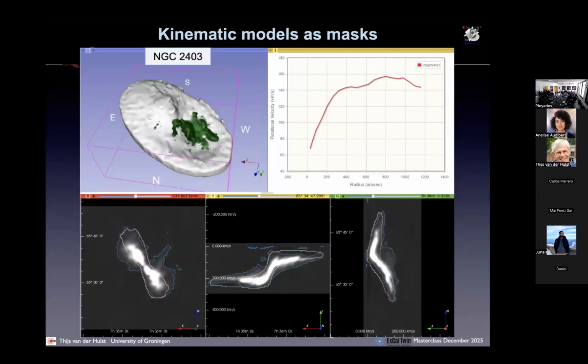SoFiA cannot do that. It doesn't have the intelligence to separate properly the polar ring structure from the rotating disk structure of the central galaxy. So that's an example where actually doing this by hand is very, very powerful.